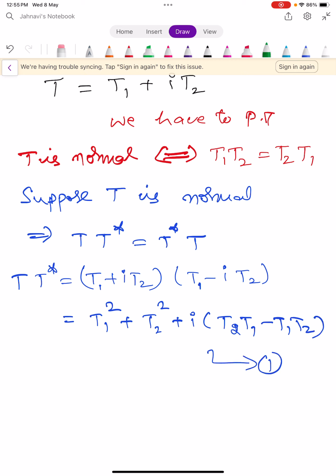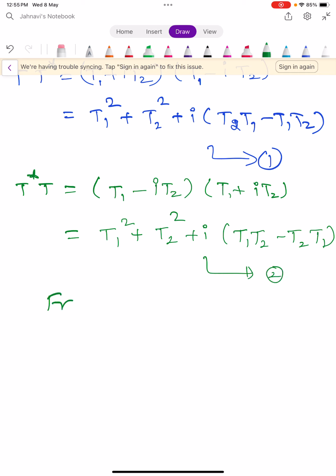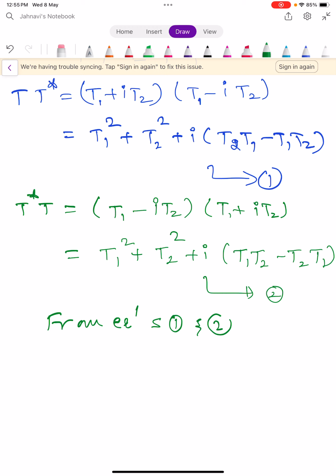In a similar manner, T star T is equal to (T1 minus i T2) into (T1 plus i T2), which gives a result of T1 square plus T2 square plus i into (T1 T2 minus T2 T1). Let it be equation number 2. From equations 1 and 2, the left hand sides are the same, because they are equivalent to one another.